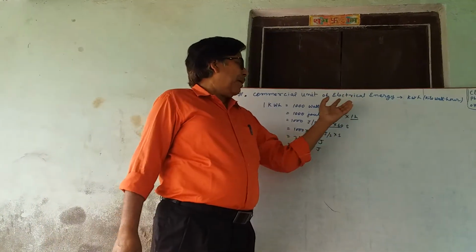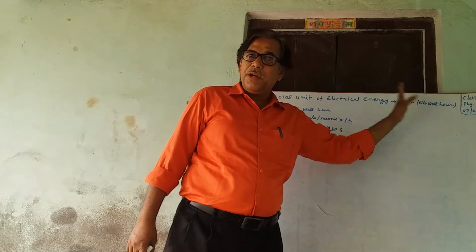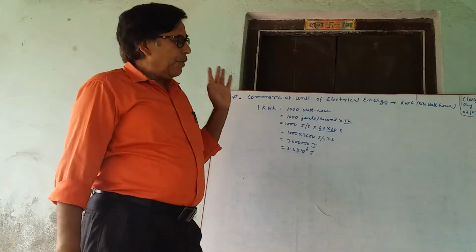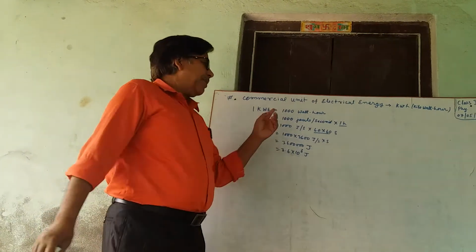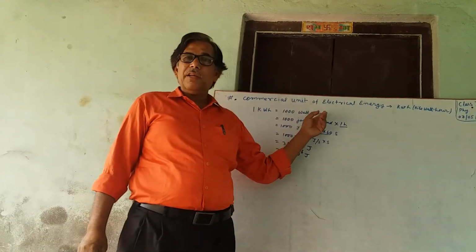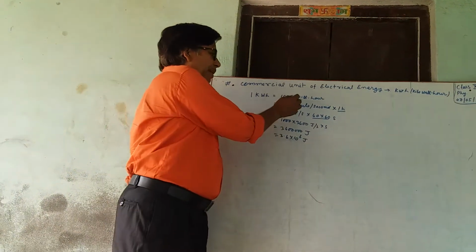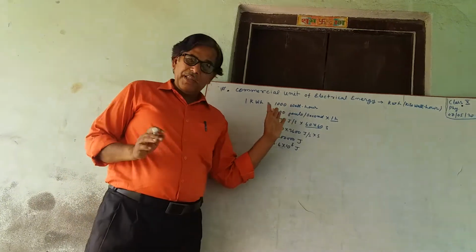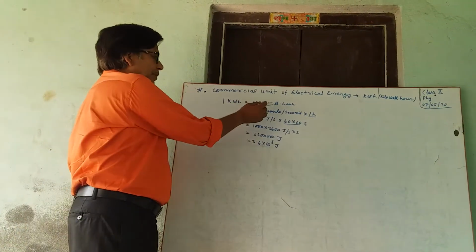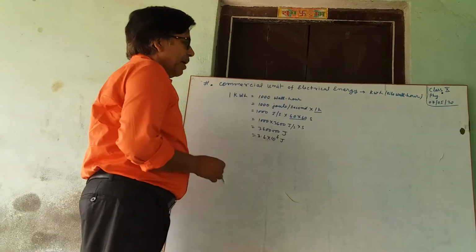Commercial unit of electrical energy is kilowatt hour or kWh. 1 kilowatt hour is equal to 1000 watt hour. 1 watt means 1 joule per second. Therefore, 1000 watt hour means 1000 joule per second.